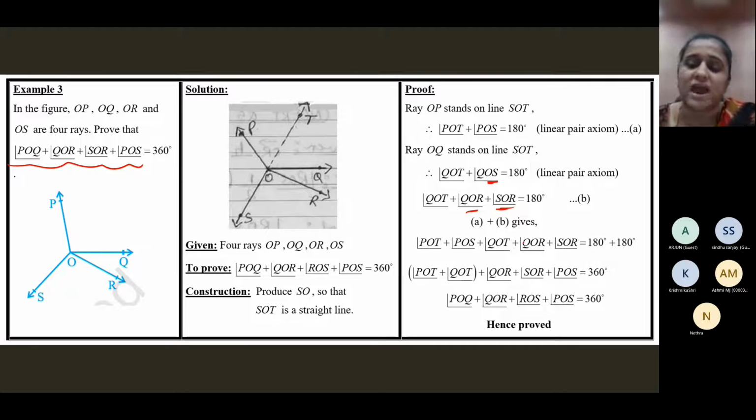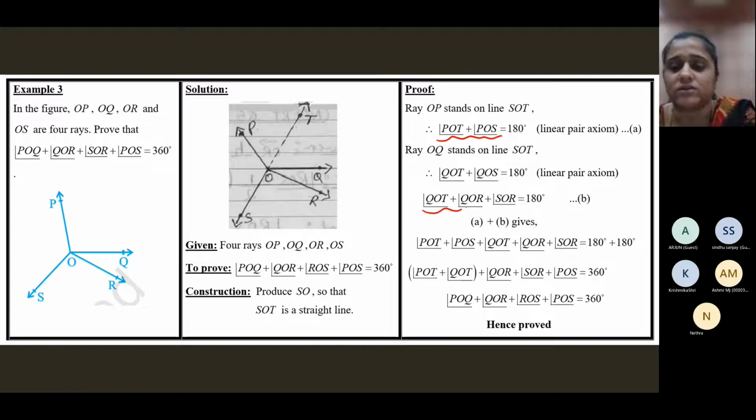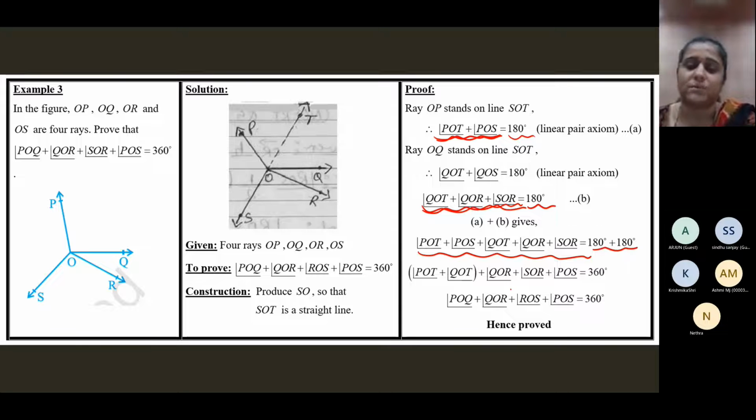So we have these two results. Add these two results. You retain the angles which you need when you add the two sides, that is, the LHS and the LHS, this one and this one. When you add these two, you get these 5 angles is equal to 180 plus 180, 360.